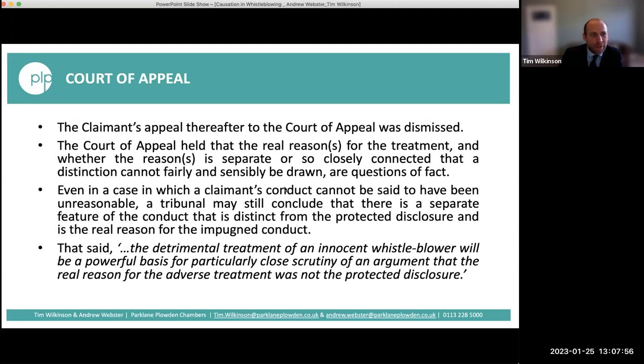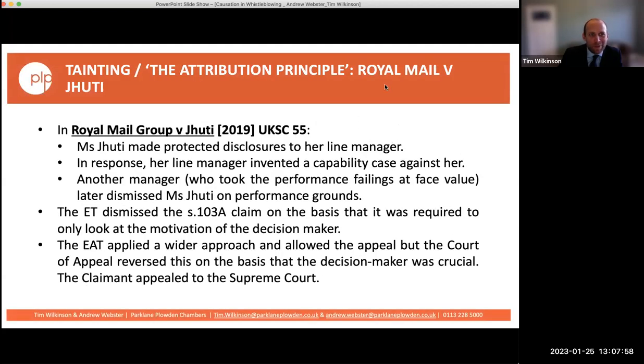Just going to pass back to Andrew to look at what I term the attribution principle. Thank you, Tim. Well, as Tim mentioned earlier, the case of Kong also deals with the attribution principle. But before I get to Kong, I want to start with Royal Mail and Jhuti. I suspect that many of you will have come across Jhuti, it being a significant Supreme Court case, but for the benefit of those who are less familiar with it or haven't read it recently, it's getting on for 3 years old now, I'll just re-summarise the facts for you.